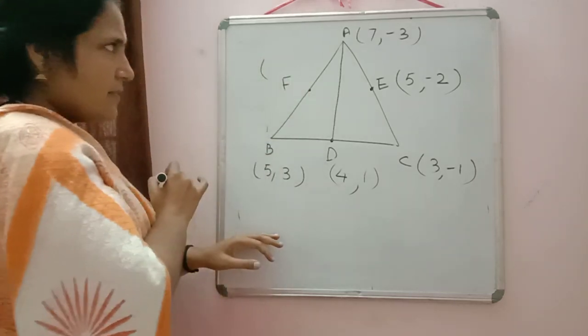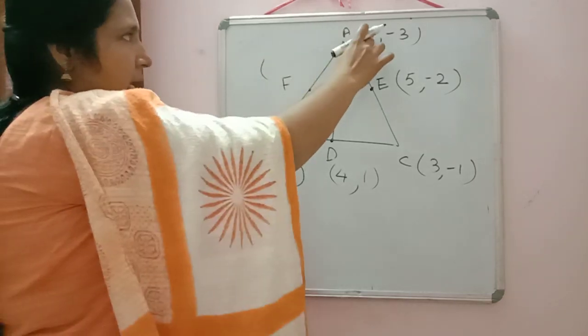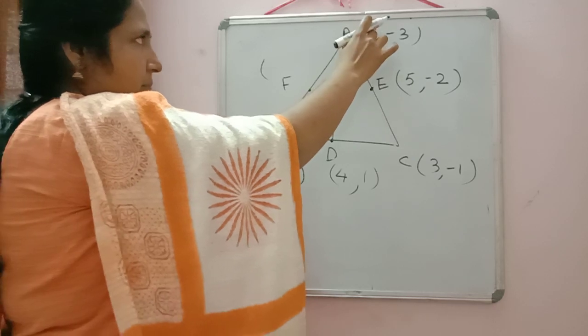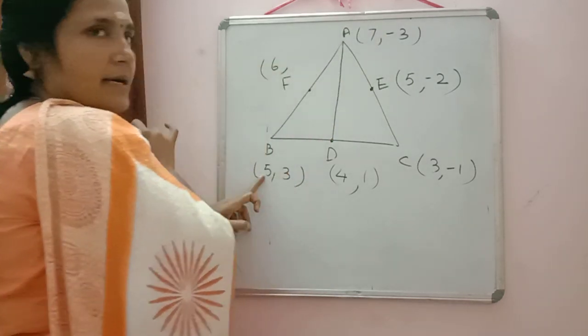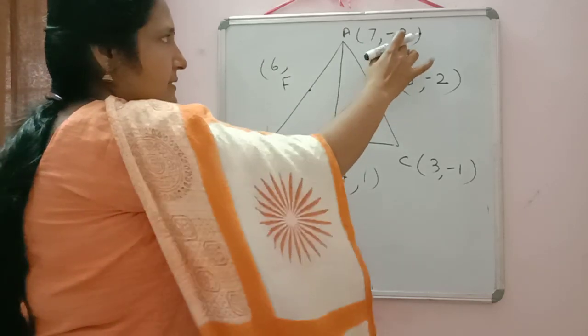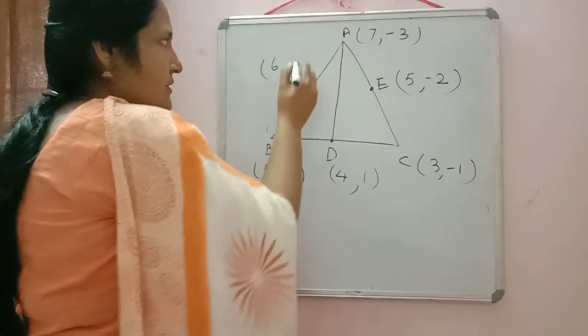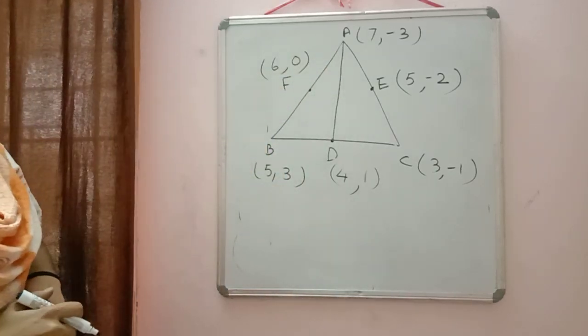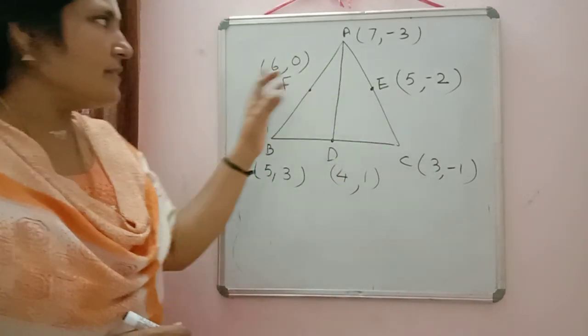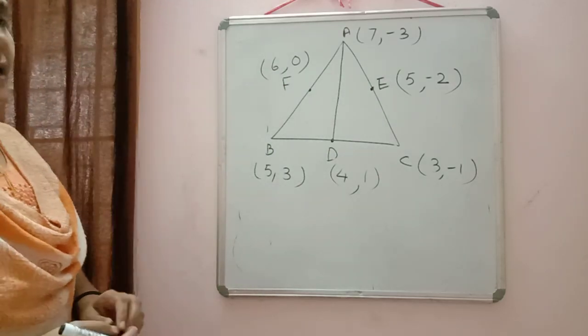Similarly, the coordinate of F will be equal to (x1 plus x2) divided by 2. So 7 plus 5, 12 divided by 2, 6. Minus 3 plus 3, 0. 0 divided by 2 will be equal to 0. So by using the concept of midpoint, we got the coordinates of D, E and F.